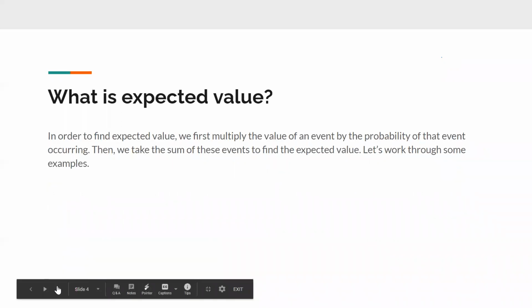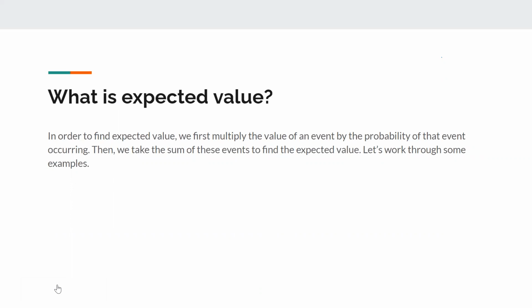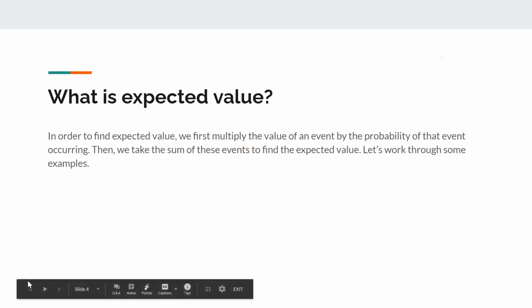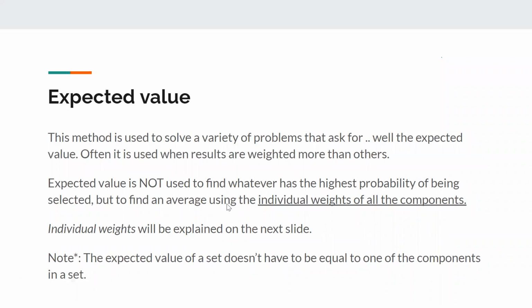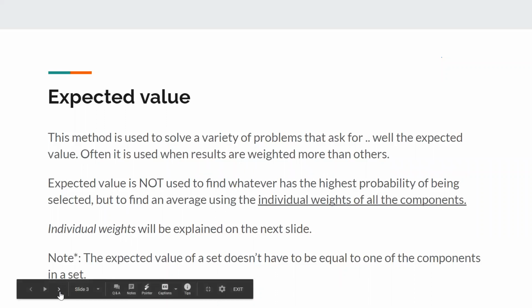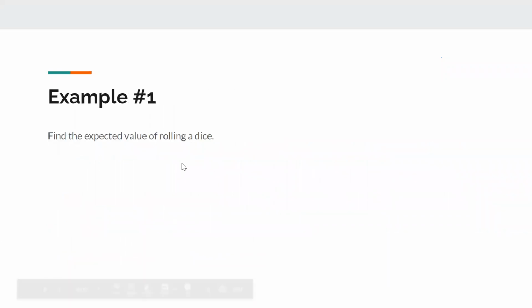In order to find expected value, we first multiply the value of an event by the probability of that event occurring. Then we take a sum of these events to find expected value. Let's work through some examples. Before we jump into the examples, I just wanted to go over the definition really quickly. I kind of skipped that. Expected value is not used to find whatever has the highest probability, but it's basically to find the average using the individual weights of all the components. That really helps us. So let's find the expected value of rolling a die.